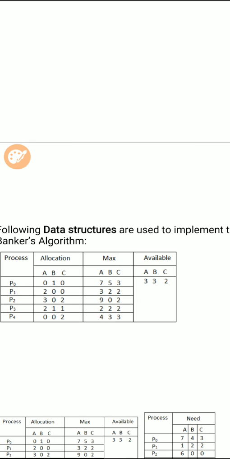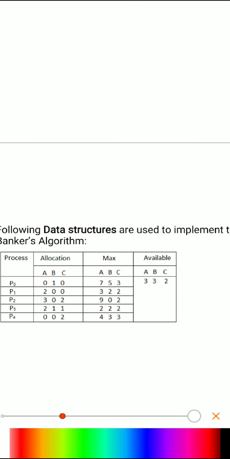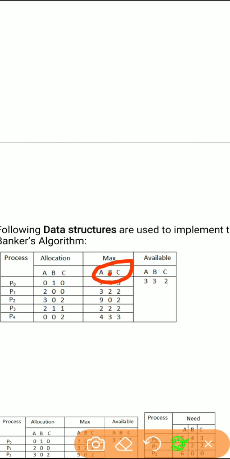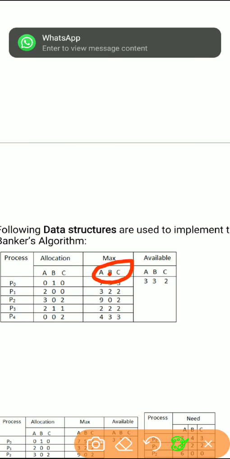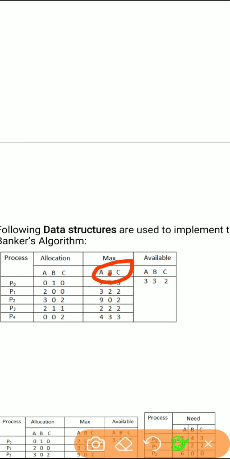For example, here we have three resources, three different types of resources A, B and C. So A, B and C indicate the type of resources. For example, A will be the dot matrix printer, B will be the LaserJet printer and C will be the color printer.